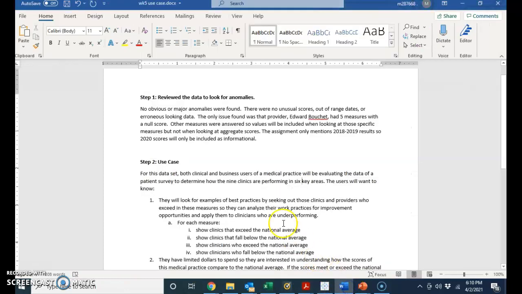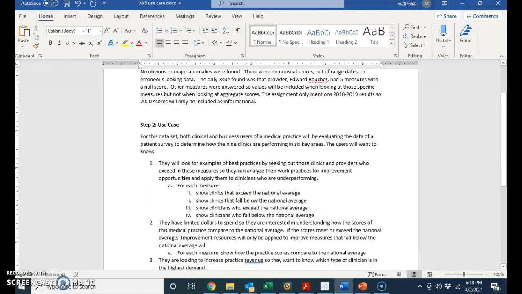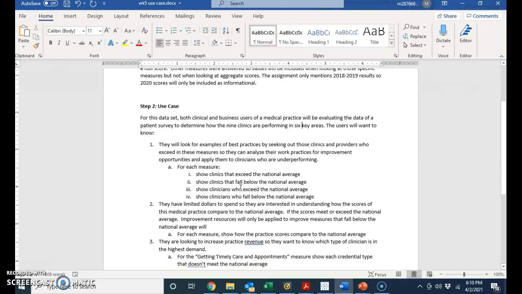So let's go back to the use case. For this data set, we're going to assume that it's going to be both clinical and business users of a certain medical practice. They're going to be evaluating the data of a patient survey to determine how their 9 clinics are performing across 6 key areas. As they're looking at this data, they're going to want to look for examples of best practices by seeking out those clinics and providers who are really exceeding in these measures.